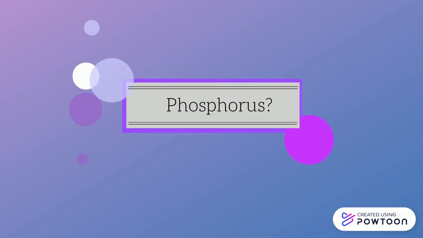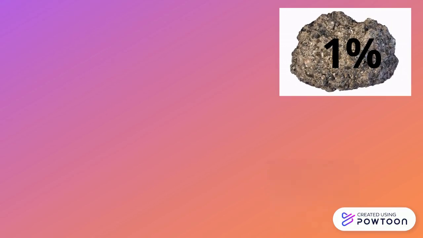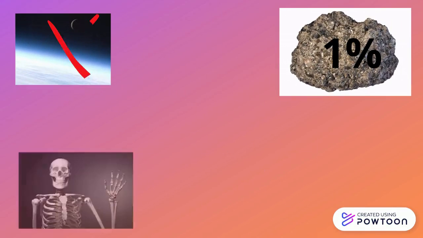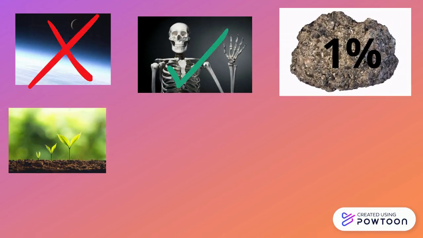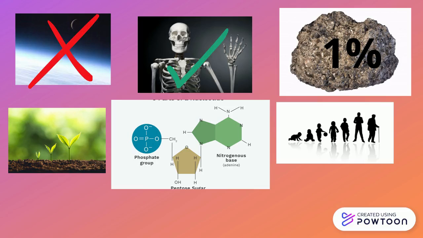Before we can get into the phosphorus cycle, let's talk about what phosphorus is. Phosphorus is a mineral that makes up 1% of our body weight, is not found in the atmosphere, and is in our bones and teeth. It is essential for plant and animal growth and in the health of microbes in the soil. It is important in making DNA and RNA and in the production of ATP.